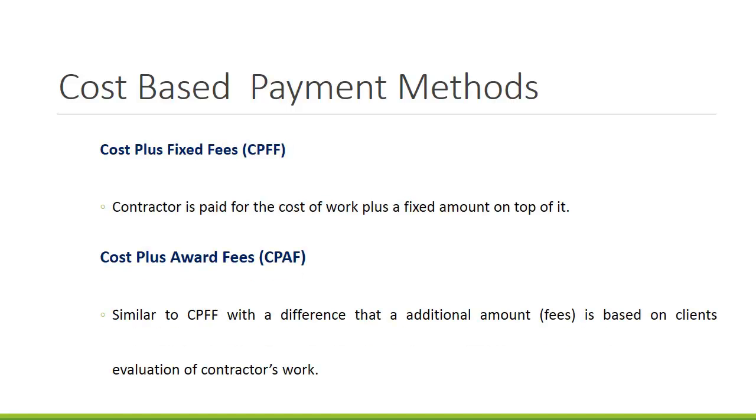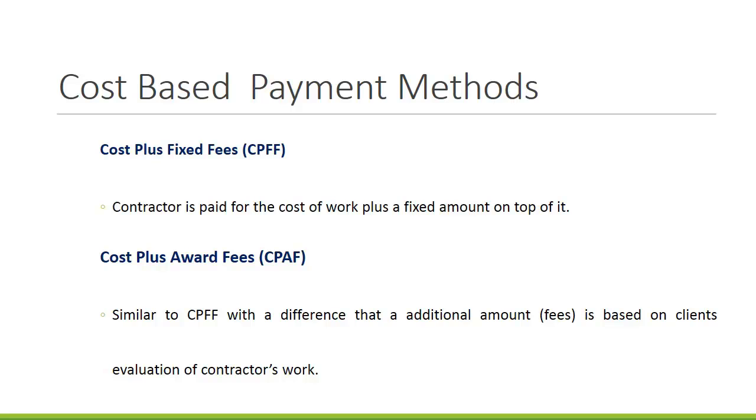Let's look at the types of cost reimbursable method. The first one is cost plus fixed fees. In this method, contractor is paid for the cost of work plus a fixed amount on top of it. Let's say the actual cost of work was 1 million and he's paid 100,000 on top of it.